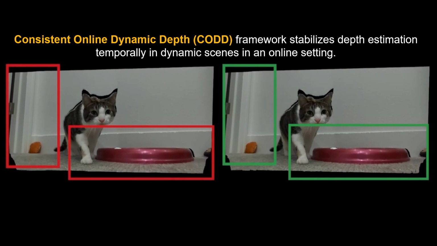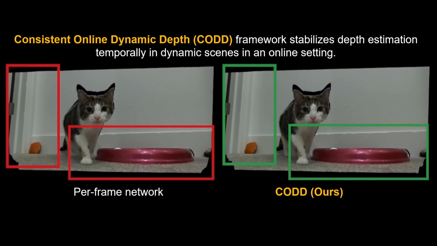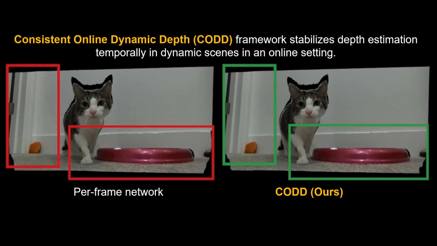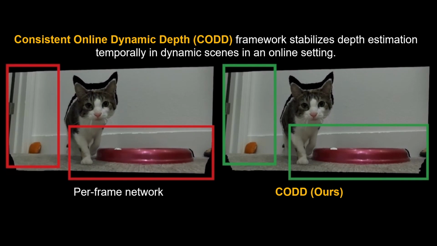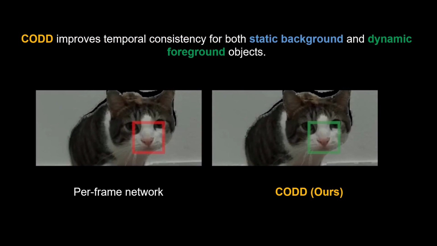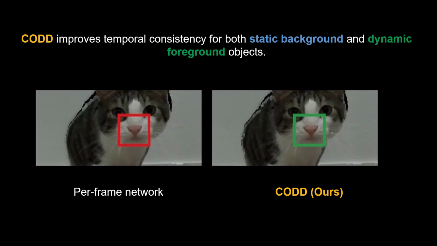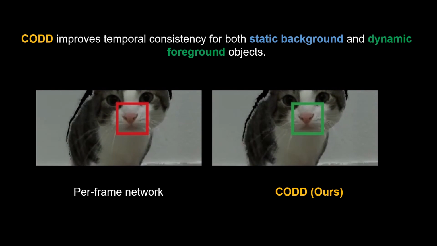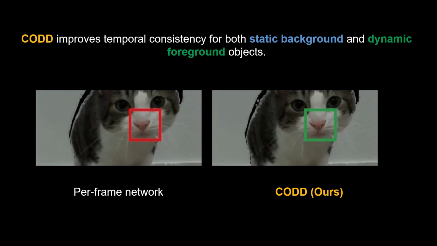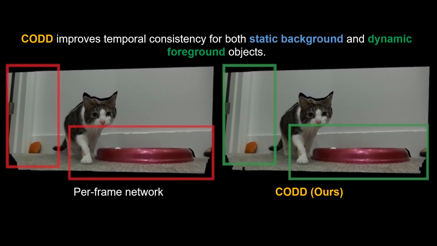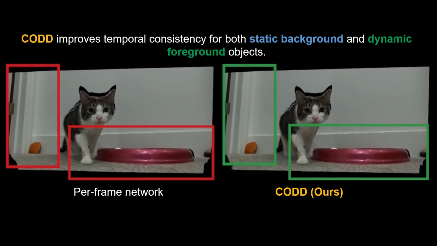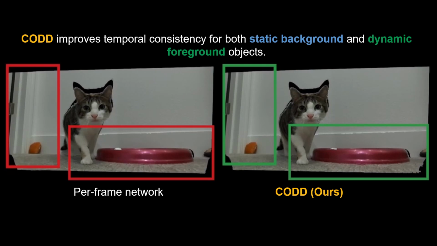Therefore, we present consistent online dynamic depth framework, or COD in short, to stabilize depth estimation for video use cases. Below, we show a comparison between per frame network on the left and the COD on the right. And the COD not only stabilizes the static background, such as the wall, but also the dynamic foreground object, such as the cat.